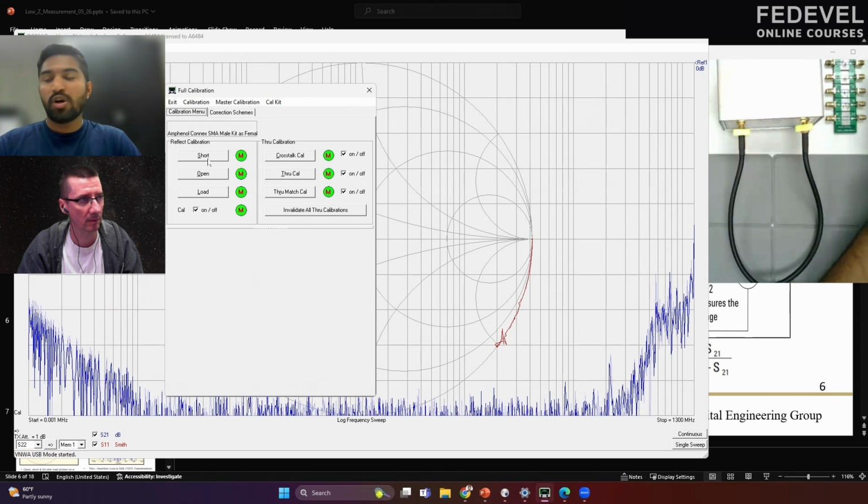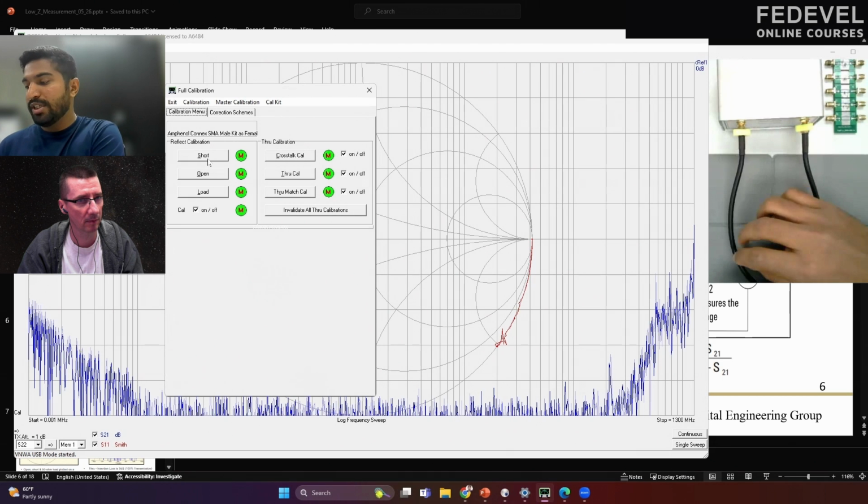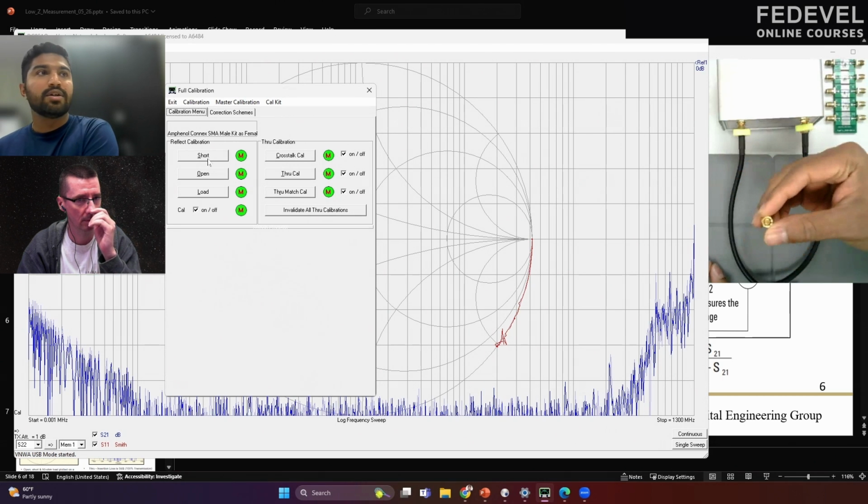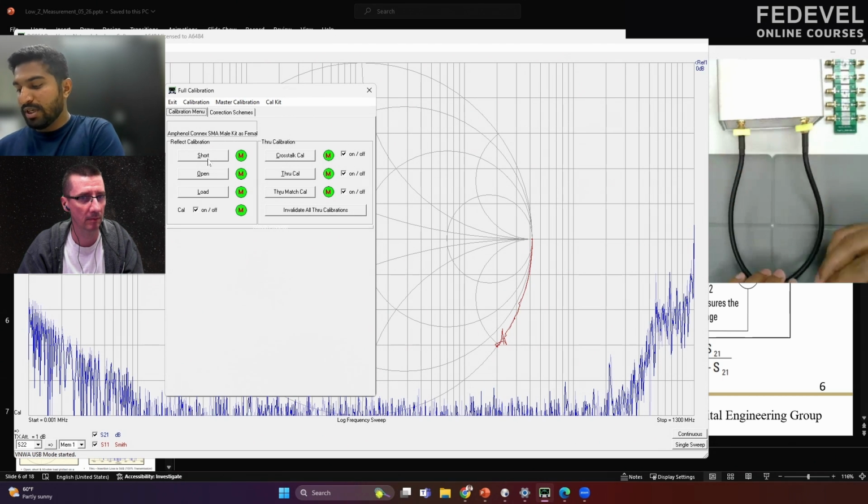And so I'll click on short, and then I actually use the short in this case, and I plug it using the barrel here. So just to show you, I plug it using the barrel.